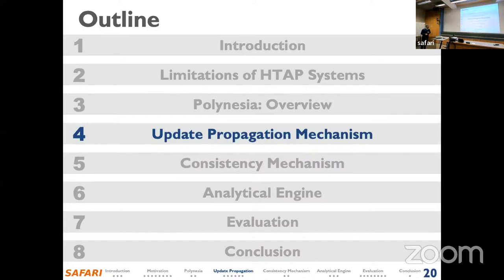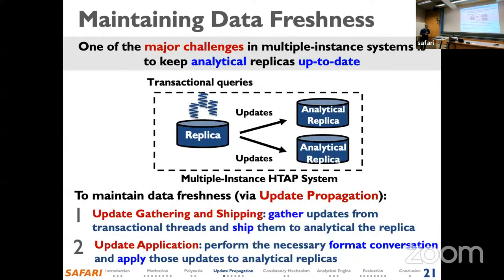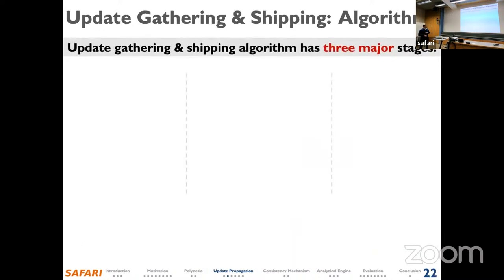Starting with the update propagation mechanism. Just as a reminder, the update propagation mechanism has two jobs. First, we need to gather updates from the transactional workloads and then ship them to the analytical replica. And then the update application needs to do some format conversion of the transactional data and apply them to the analytical replica.